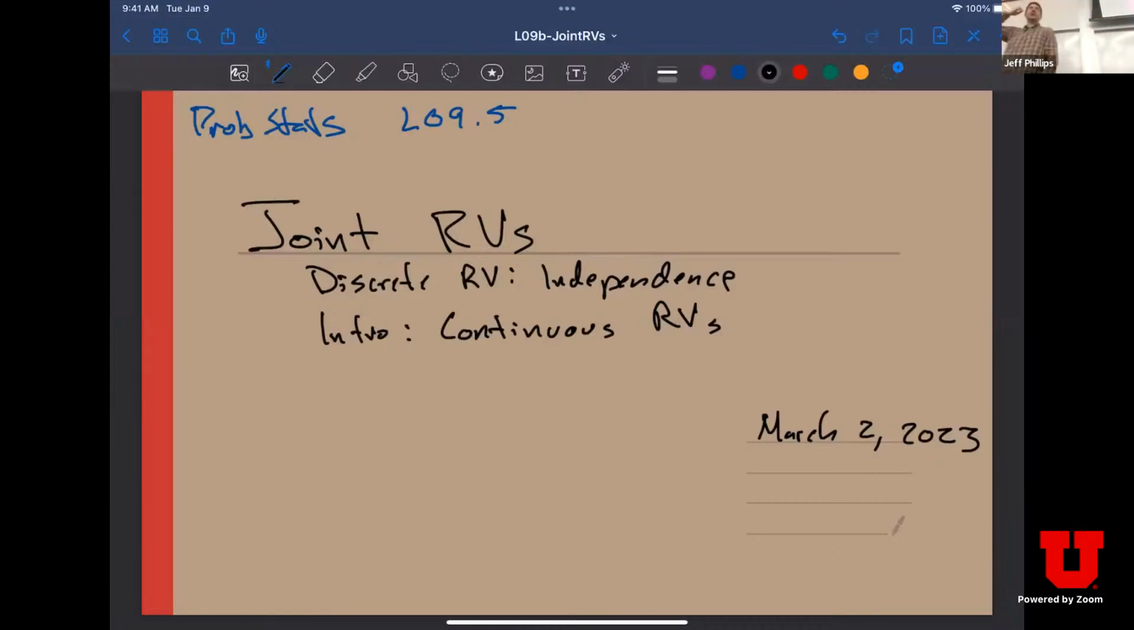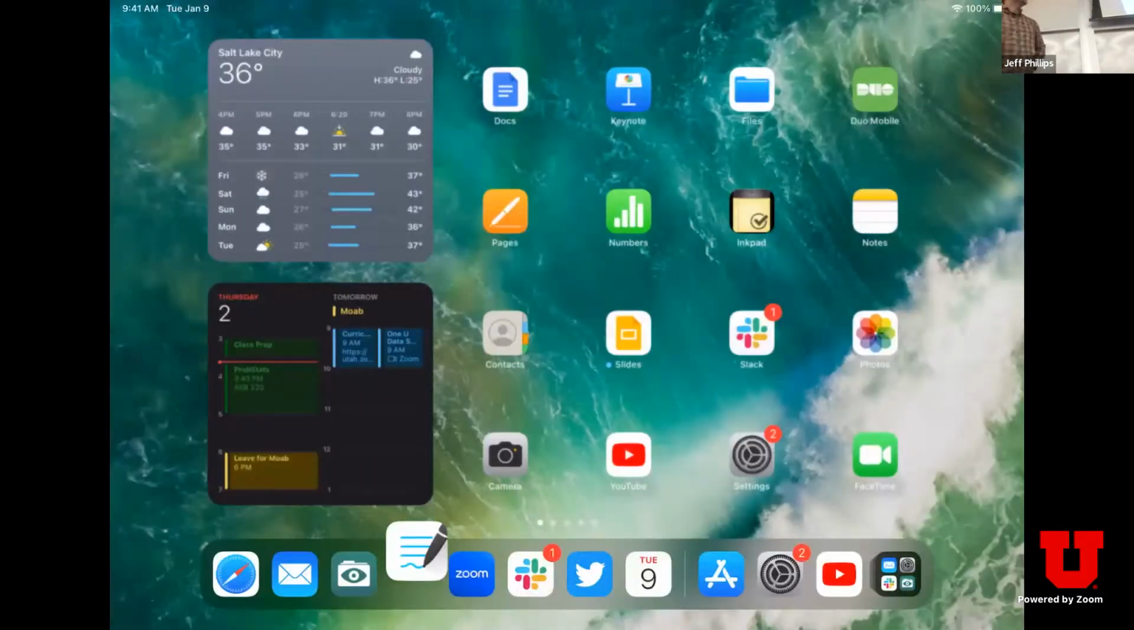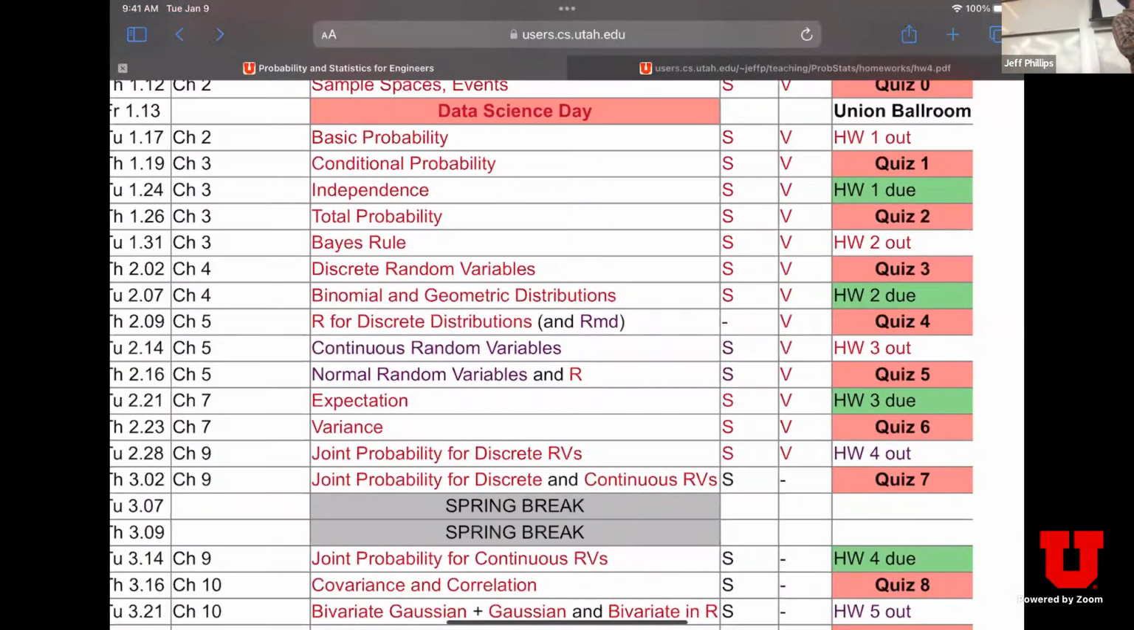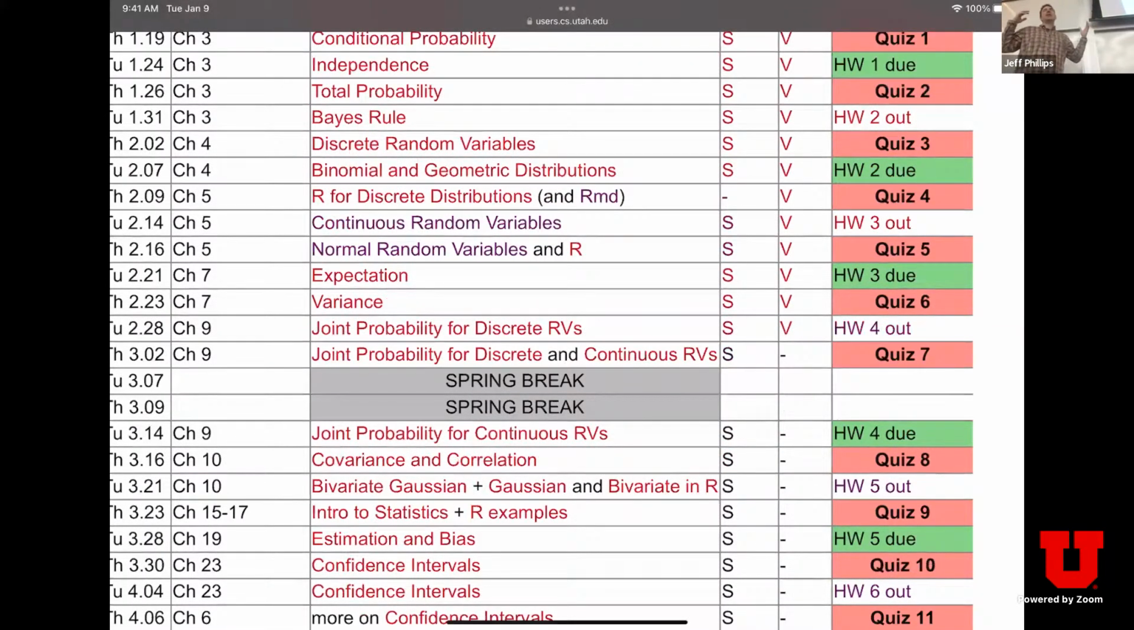So the last lecture before spring break. We'll keep talking today about joint random variables. We'll finish up discrete random variables through looking at the independence of them, and then I'll get started on the continuous random variables as well. If you look at the schedule, the continuous random variables are split between now and after break. That's probably good because it's going to be like a week and a half before the next lecture, so I'll get to review them a little bit.